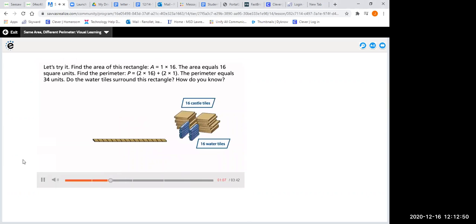Let's try it. Find the area of this rectangle. A equals 1 times 16. The area equals 16 square units. Find the perimeter. P equals (2 times 16) plus (2 times 1). The perimeter equals 34 units. Do the water tiles surround this rectangle? How do you know?